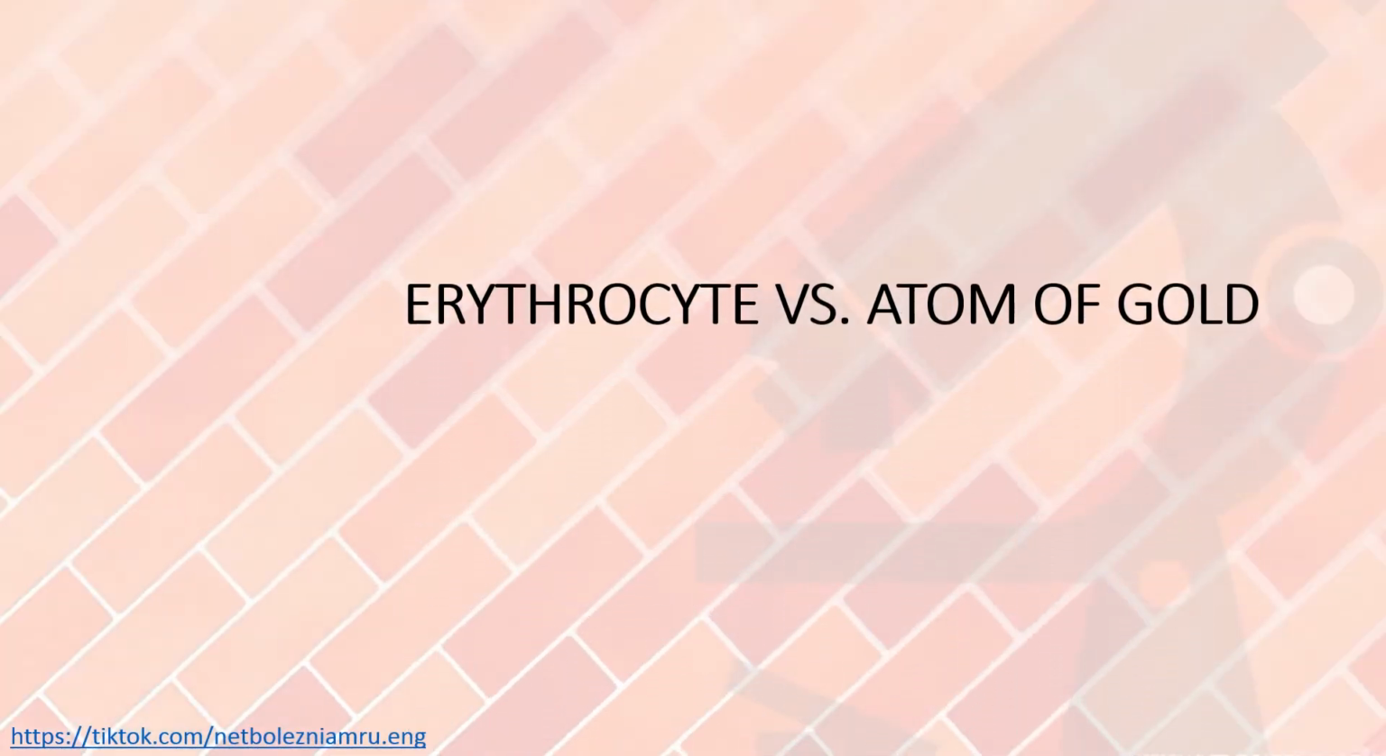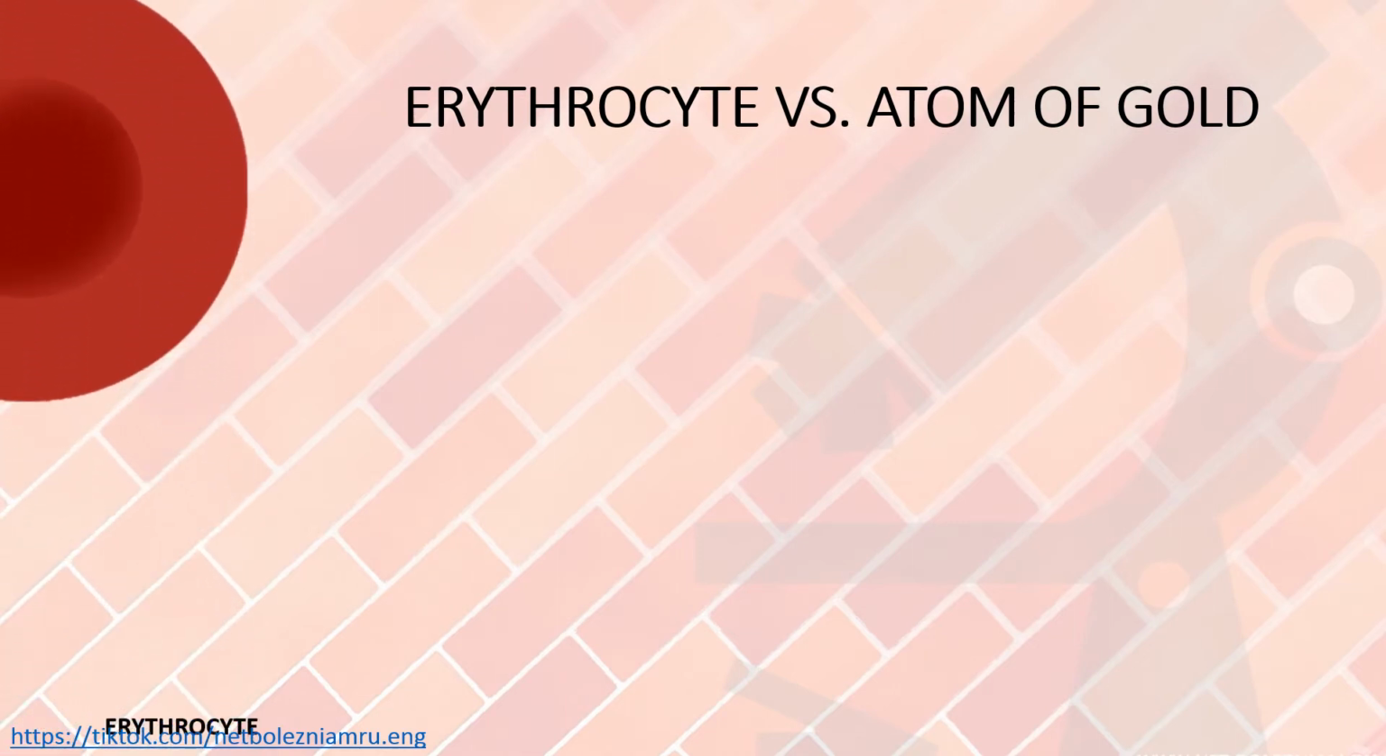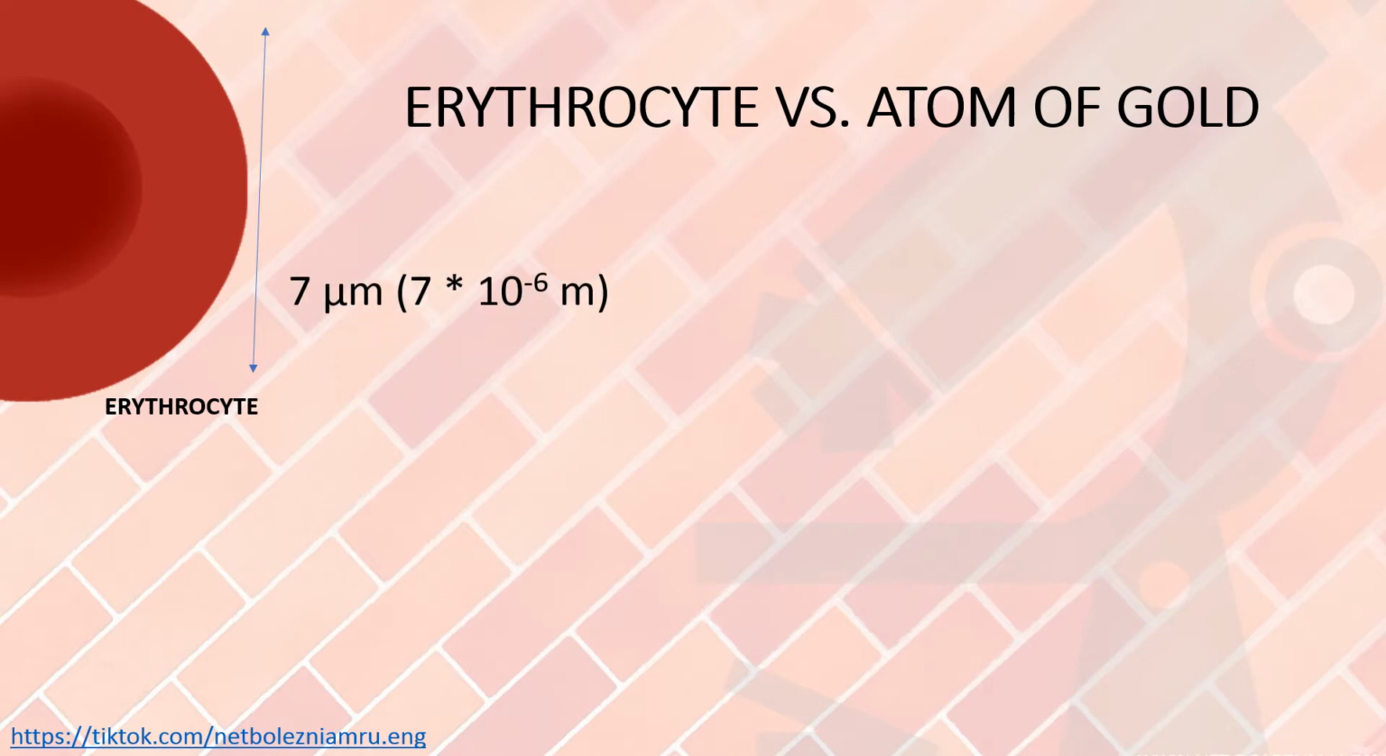What are the sizes of a red blood cell? The diameter of an erythrocyte is about 7 microns. This is a millionth part of a meter. Is it a little or a lot?